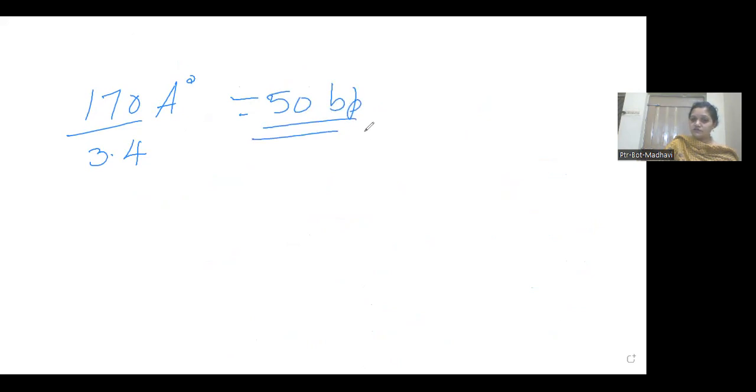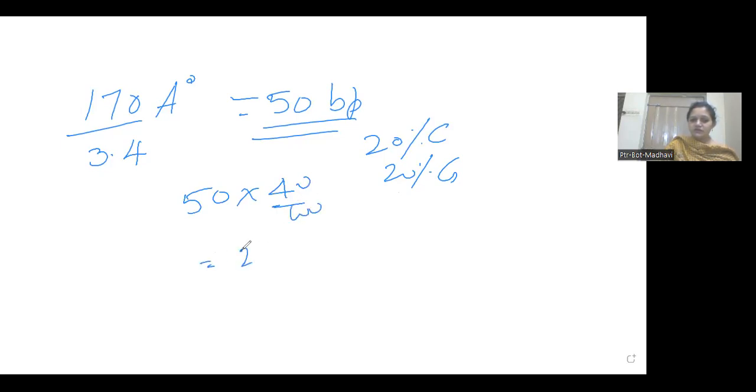In the given question, 20% are the cytosines and 20% are the guanines. Total 40%. So 50 into 40 by 100 becomes 20 base pairs. These 20 base pairs will have 3 hydrogen bonds each. That is 60 hydrogen bonds.